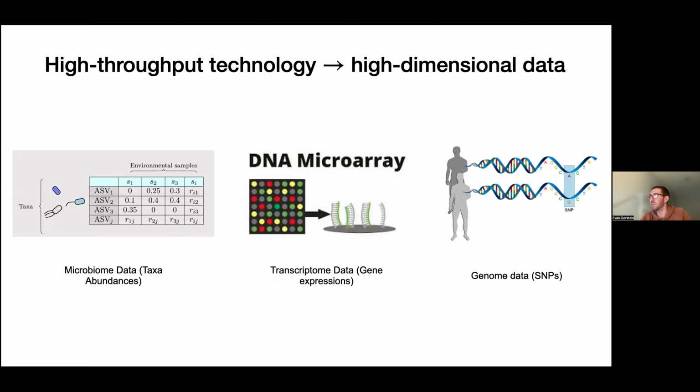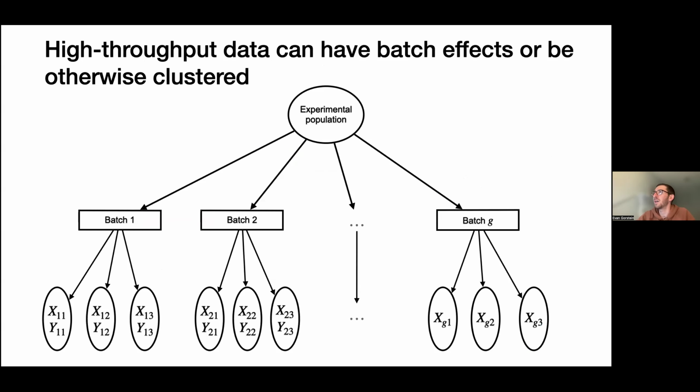On this slide, you can see three examples of that. We have microbiome data, where you measure the taxa in an environment. A lot of different taxa can be present in an environment. In transcriptome data, you've measured the gene expression from a cell of a bunch of different mRNA transcripts. And in genome data, you've measured the nucleotides at different positions in the genome. High throughput data, in addition to being high dimensional, can also have batch effects.